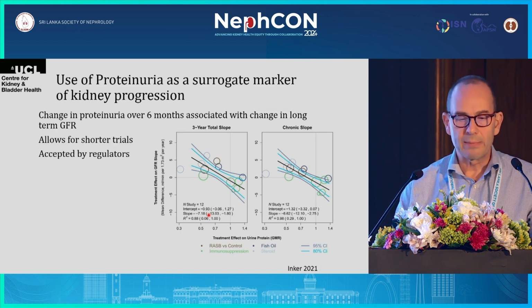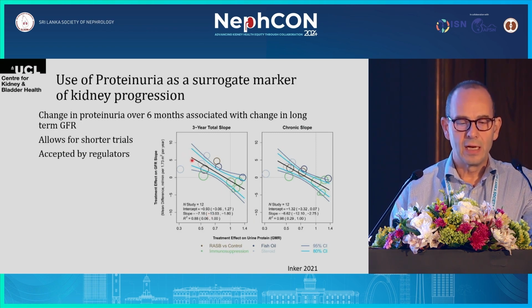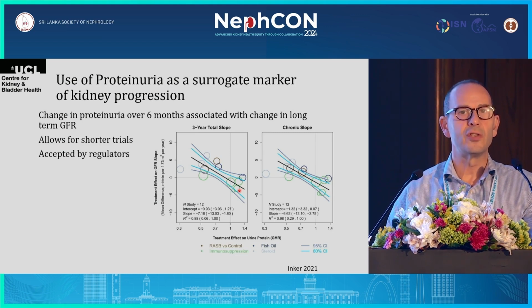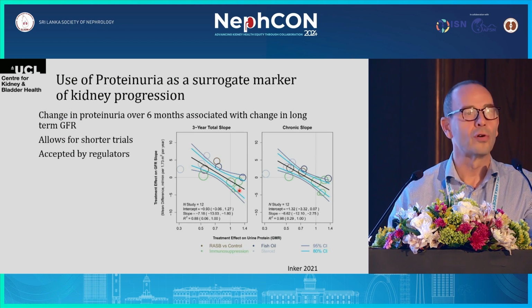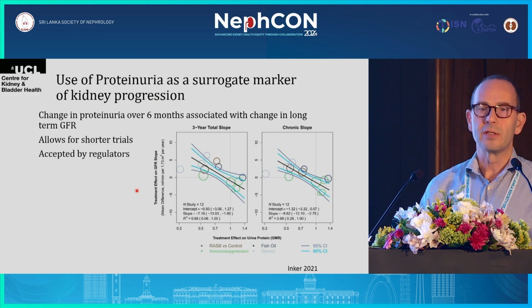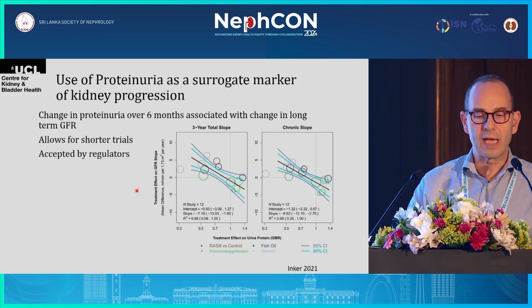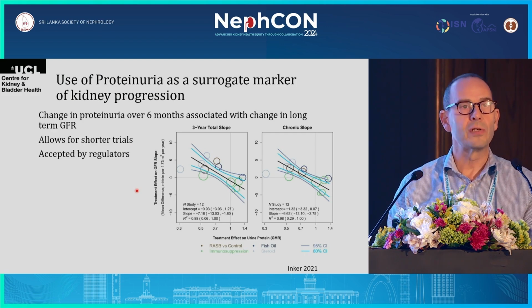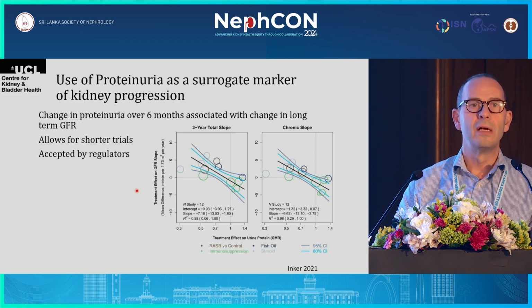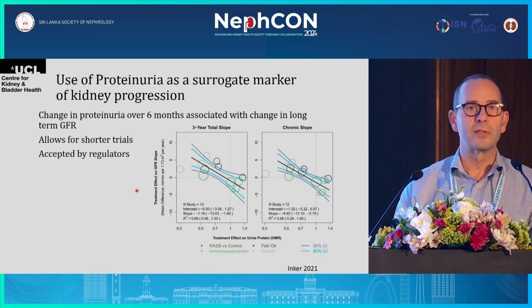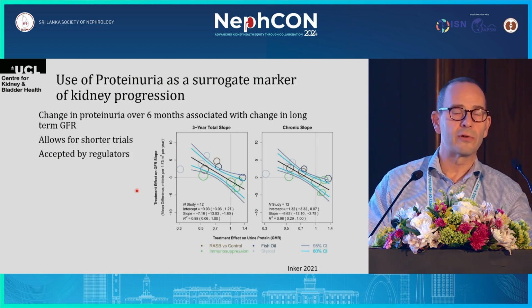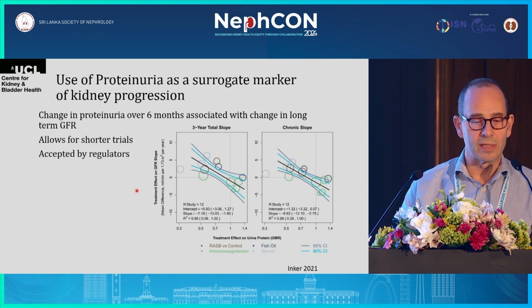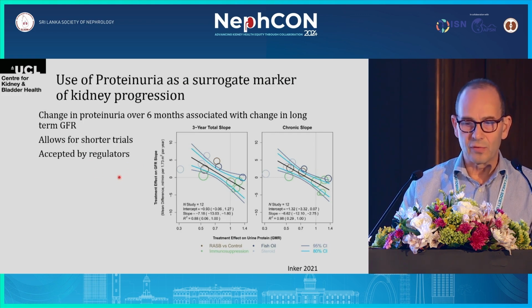So these are data from a number of different trials looking at change in proteinuria over a 6-month period and correlated with change in eGFR over a 3 or a longer time period. Now, as a result of this, marketing authorization authorities, the FDA, the MHRA, have taken these studies to show that proteinuria over 6 months is an extremely good surrogate for long-term outcomes. So they're very happy to do trials which are shorter, which use proteinuria as an endpoint, which is what we've heard about a lot earlier on today. And as a result of this being accepted by the regulators, drug companies are extremely interested.